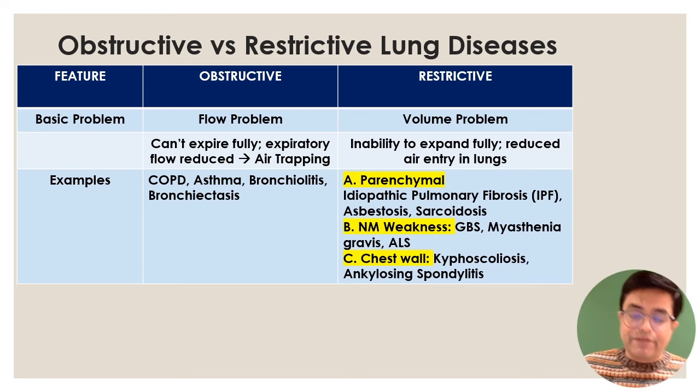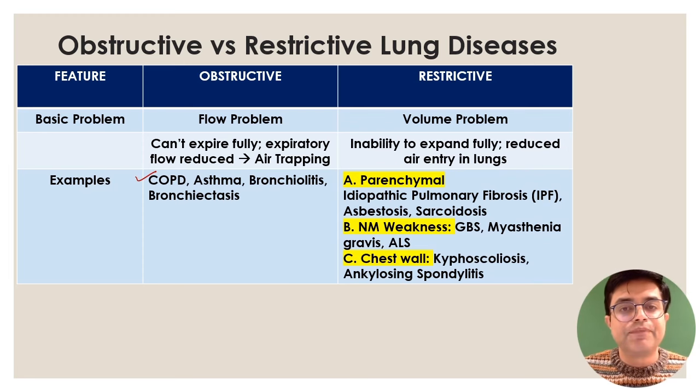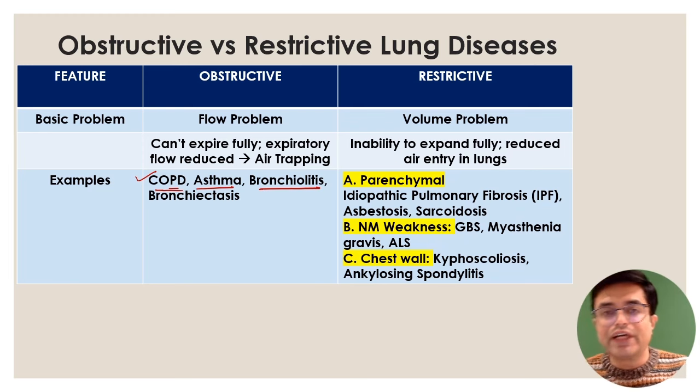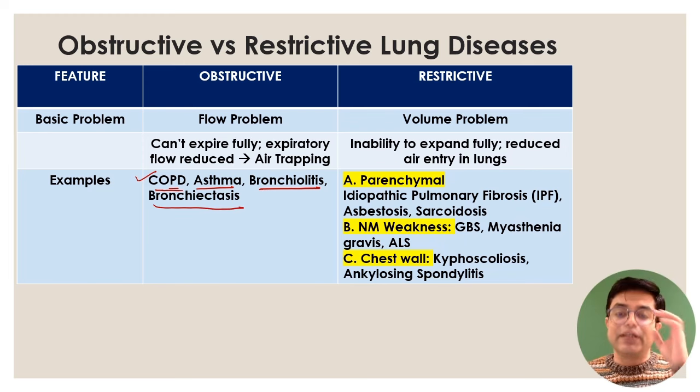Obstructive के examples are typically COPD, chronic obstructive pulmonary disease. COPD has two subtypes, you know, emphysema as well as chronic bronchitis. Then we have asthma. We have bronchiolitis, also called acute bronchiolitis, more common in children, can occur in adults, and bronchiectasis is also categorized as obstructive.